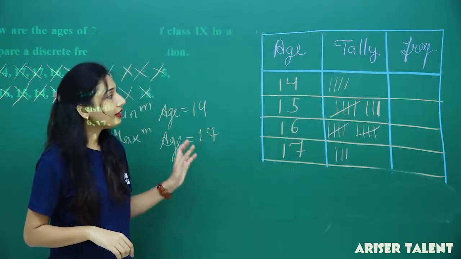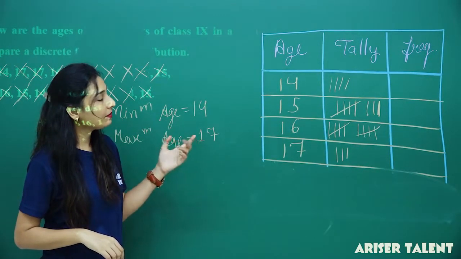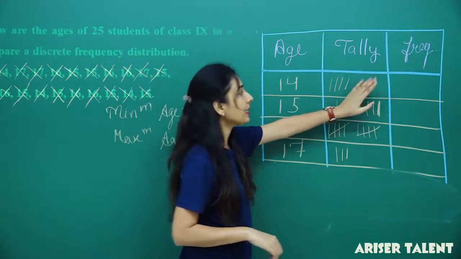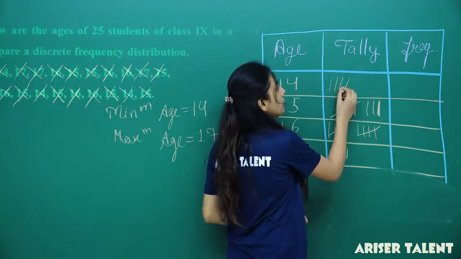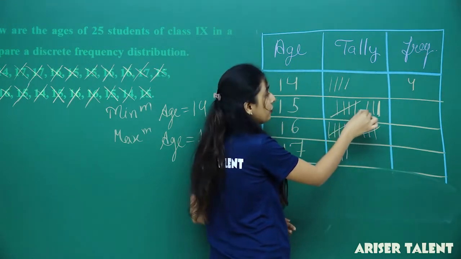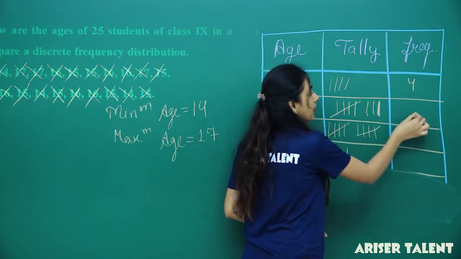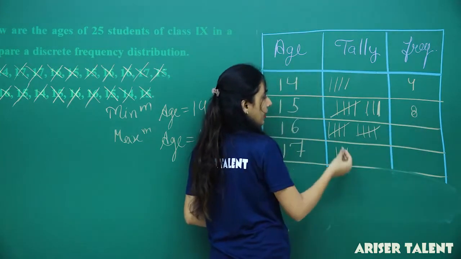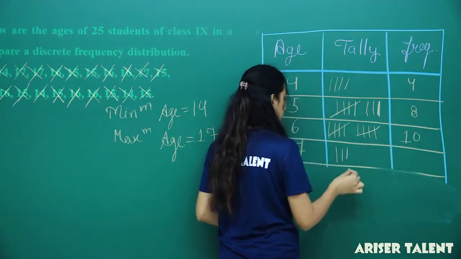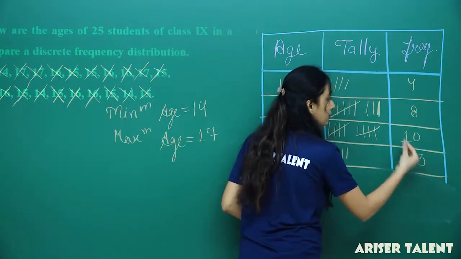Now I will be writing the frequency there. 14 repeats 4 times. Come here students, this side. 1, 2, 3, 4. This is 4. Now this is 5, a group of 5 plus 6 plus 7 plus 8. Okay. So this is 5, that will make 10. This is 3, simply 3.